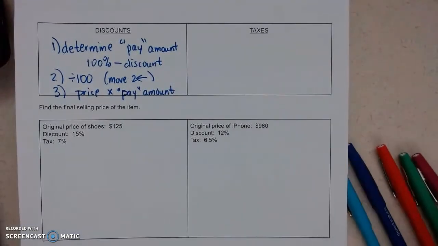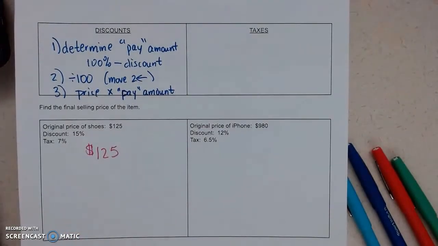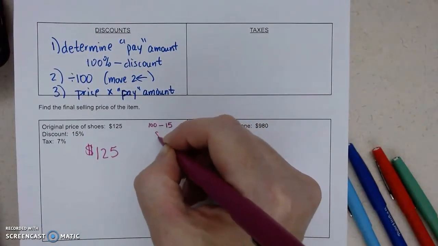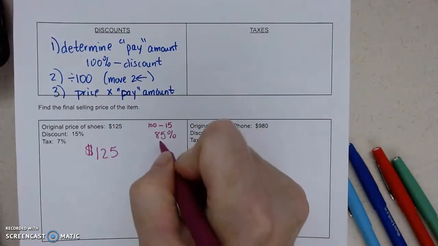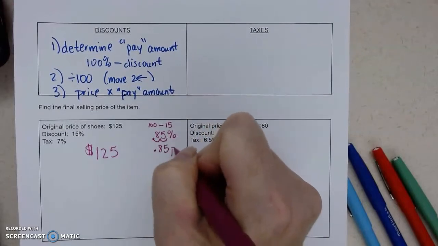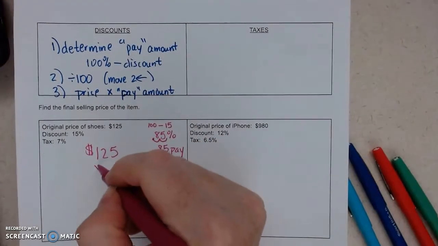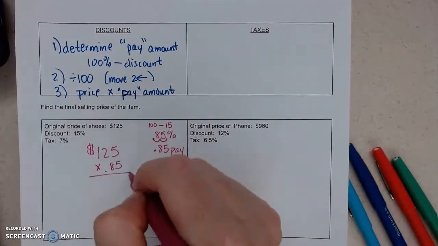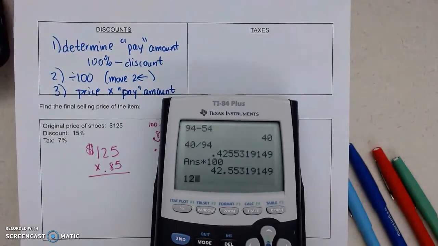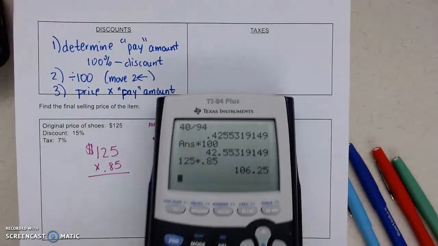Okay, so let's see. I've got my original price is $125 for these shoes. So if I get a 15% discount, we're going to take 100 minus 15, which gives us 85%. Divide that by 100 or move your decimal 2 to the left, which means I'm actually paying 0.85 of that amount. So I'm going to multiply this by 0.85. And since this is money, we're going to use 2 decimal places. So 106.25.